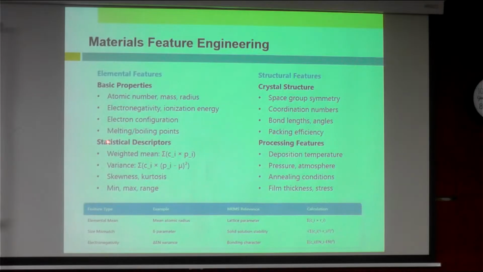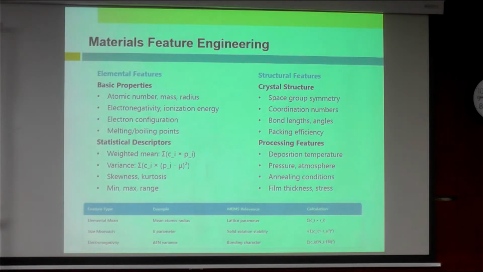So for statistical descriptors, we have a weighted mean, then we have variance, skewness, and mean, max, range. Then we have structural features and crystal structure, for example, space group symmetry, coordination numbers, bond length, angles, and packing efficiency. Then we have another feature, which is the processing features: deposition temperature, pressure, atmosphere, annealing condition, and film thickness. These are all the material features in engineering.